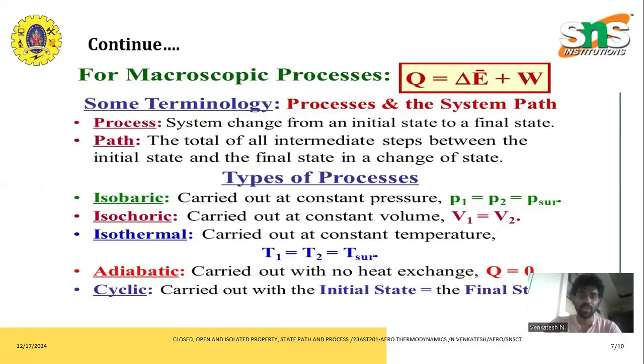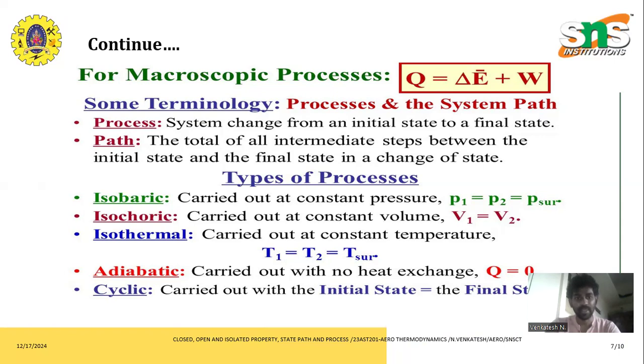For a macroscopic process, the first law of thermodynamics gives the equation Q = ΔE + work done. Some terminology: a process means the system changes from an initial state to a final state, and the path means the total of all intermediate steps between the initial state and the final state in a change of state.